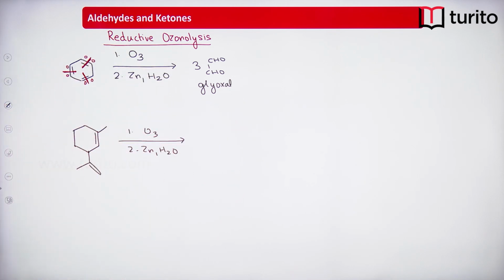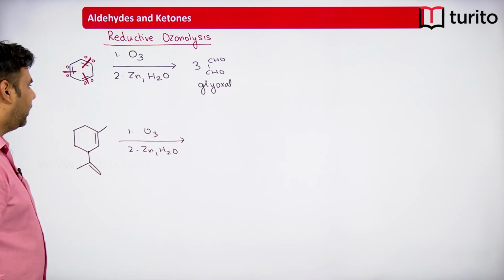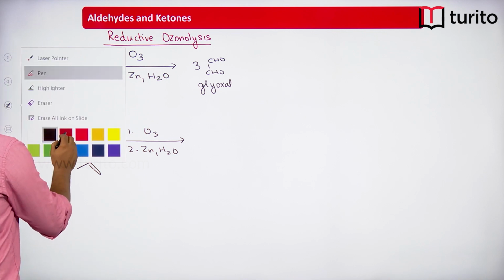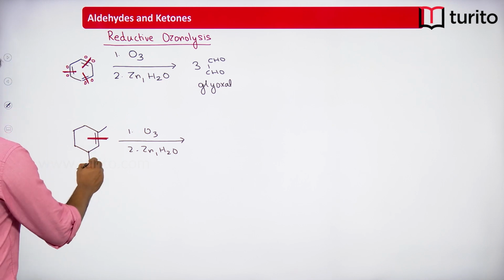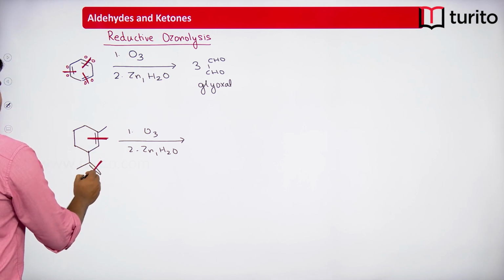Now suppose we take this molecule and we are carrying out a reductive ozonolysis. What will happen? This double bond will cleave, this double bond will break. Similarly, this double bond would also break.